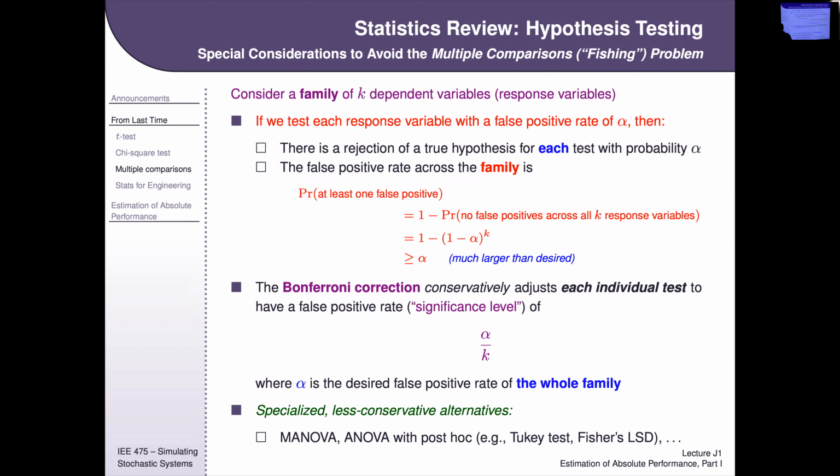Now, if you've got more sophisticated software like JMP, you can find that there are tests built into JMP like the MANOVA, the multivariate ANOVA. Or you can run ANOVAs with so-called post hoc tests, like Tukey's test or Fisher's LSD. These are more sophisticated ways that handle this exact same problem, but what do you think they give you?